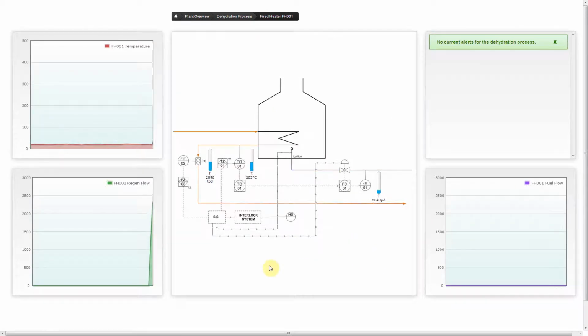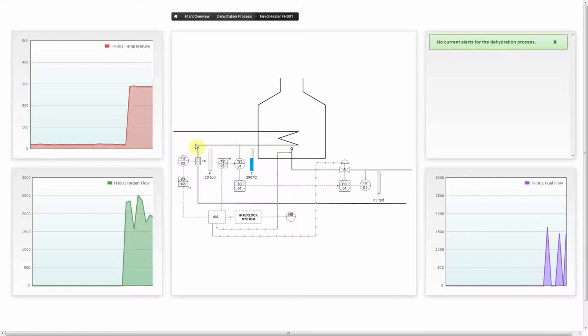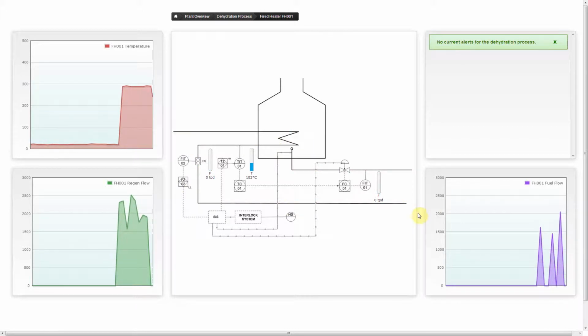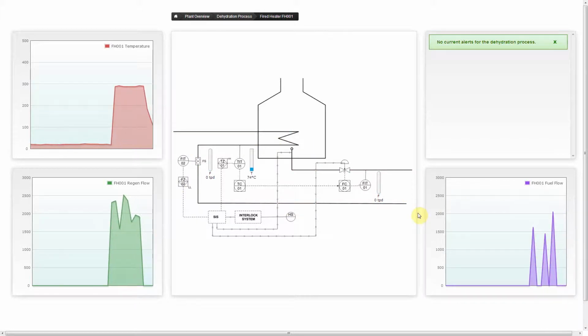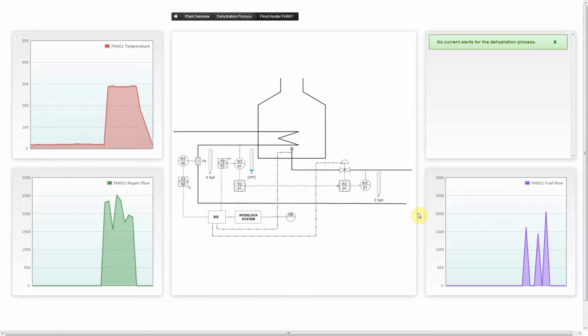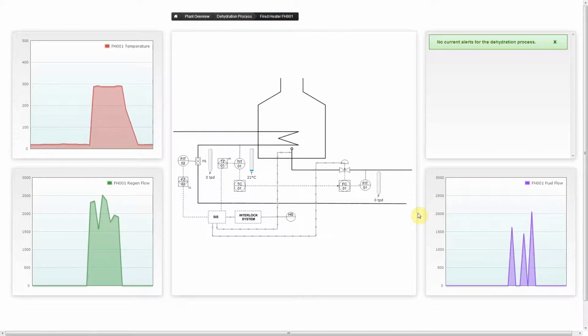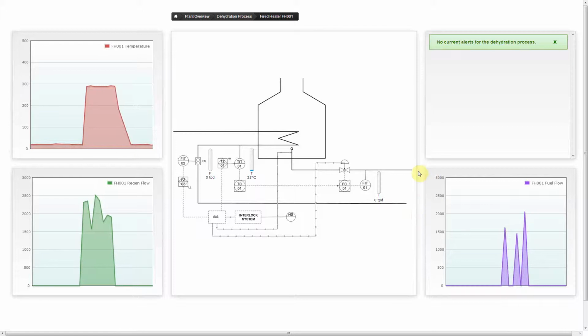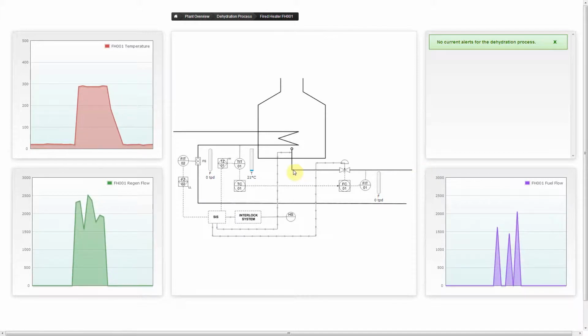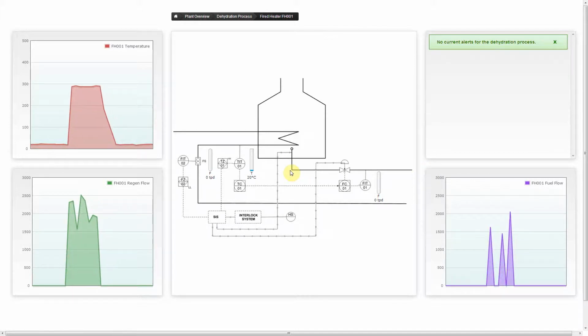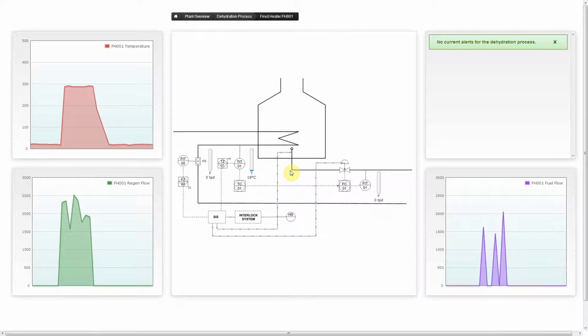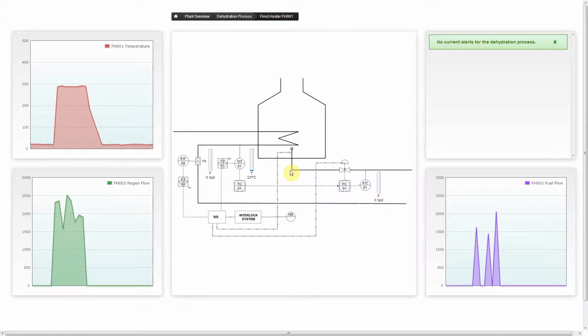So when regeneration occurs, as we can see it is happening now, we have our regeneration gas coming in through the left, being heated up inside the fired heater and then going into one of the sieve beds to desaturate it. This is called a temperature flow cascade control loop, because what's happening is the fuel gas, which is coming in through the right here, is turning on and off depending on whether the temperature is too high or too low.